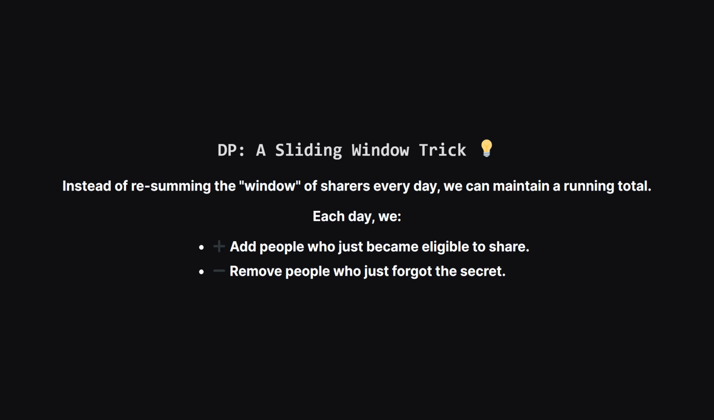A much smarter way is to use a sliding window concept. We'll maintain a single variable that holds the current number of active sharers. As we move from one day to the next, we just update this count. We add in the group of people who just became eligible to share, and we subtract the group who just forgot. This is way faster.